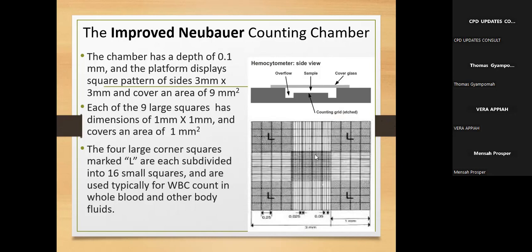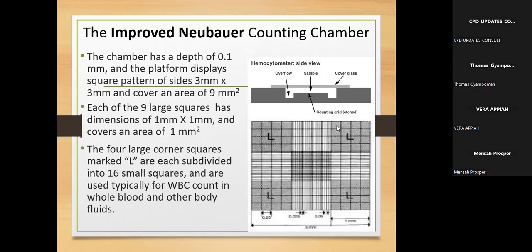No, this is wrong here. This is wrong here. I'll show you. Let me see if I have a better picture. But this, of course, is a picture that I got from the internet, and this is wrong. Rather, the internal square here, the central square, is first divided into 25.